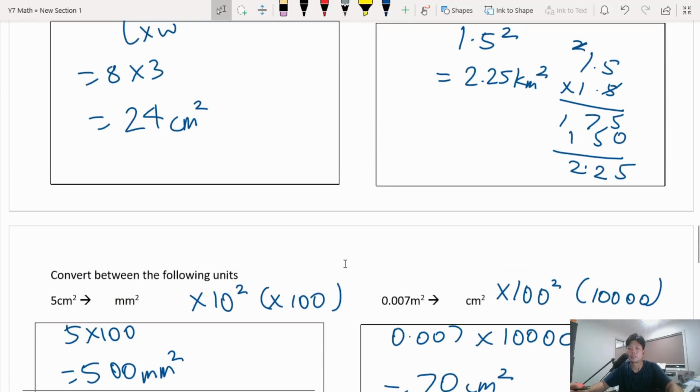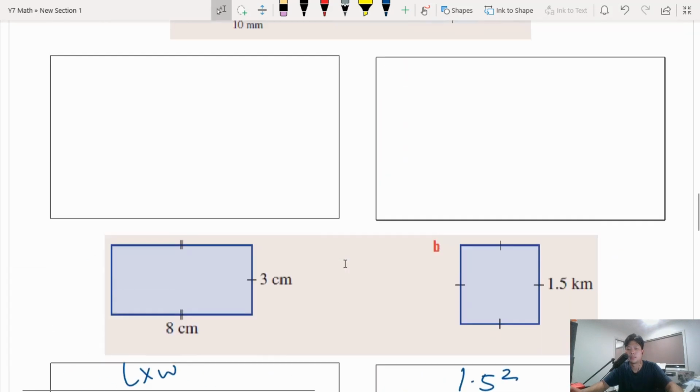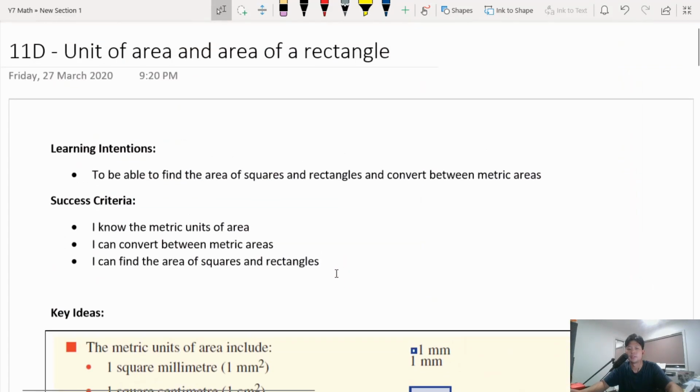Alright, so that brings us to the end of this lesson. Hopefully by now you guys have ticked off all the success criteria. You know the metric units of area, you can convert between the metric areas, and you can find the area of squares and rectangles.